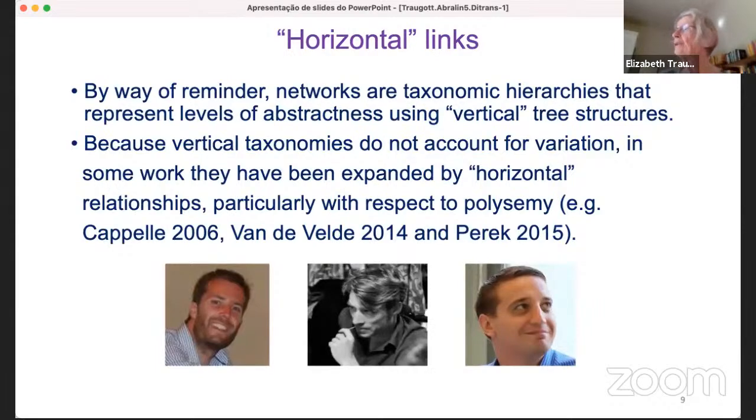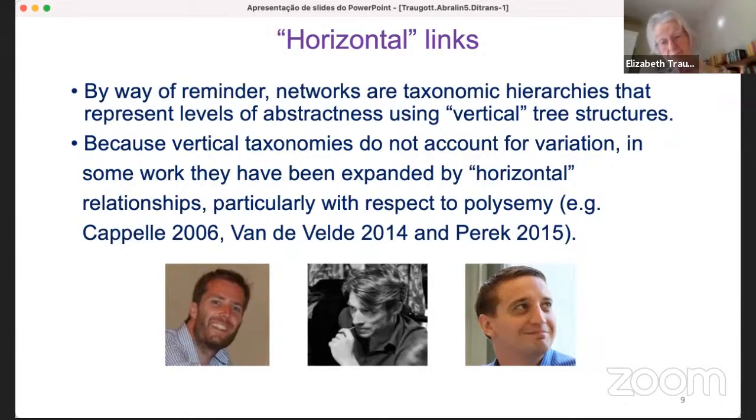So now moving on to the nature of links and how we talk about alternation. You may recall that the networks typically talked about in construction grammar are taxonomic hierarchies that represent levels of abstractness using vertical tree structures. They look very much like generative tree structures. As I mentioned before, you start with the construct at the bottom and build abstractions above them.